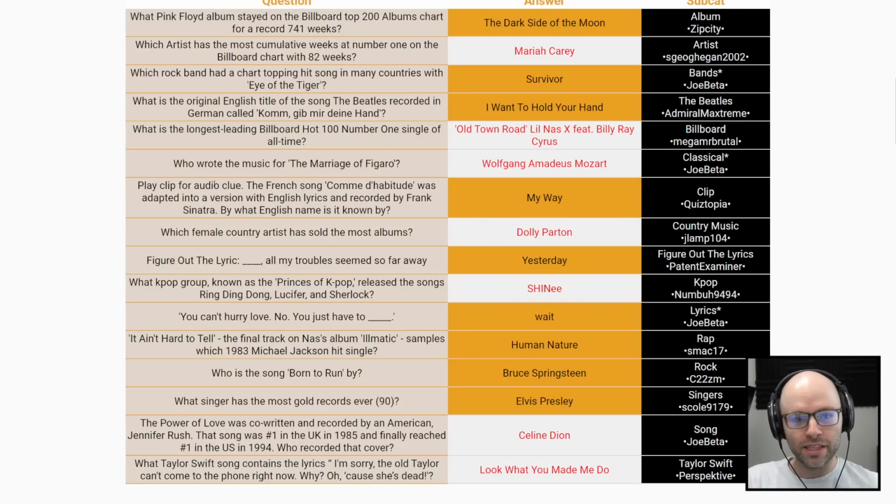I did not know that Old Town Road was the longest leading Hot 100 number one single of all time. I had no idea.